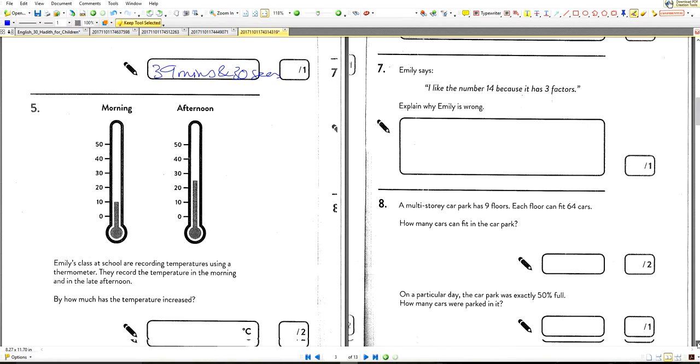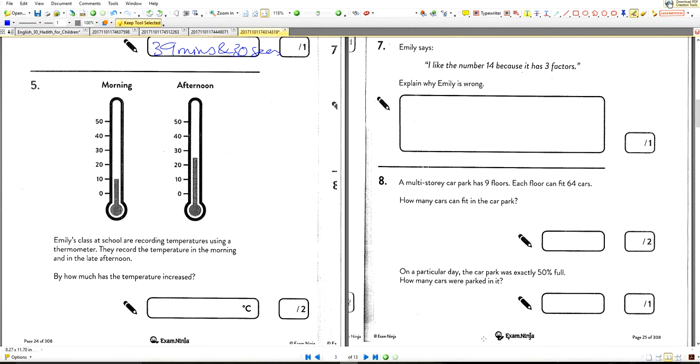Question number 5. Emily's class at school are recording temperatures using the thermometer. They record the temperature in the morning and afternoon. By how much has the temperature increased? So let's get my little line here. First of all, we started at 10 degrees, and then we moved up to 25 degrees. So from 10 to 25, we have gone up by 15 degrees. 25 minus 10 will give you 15 degrees rise.